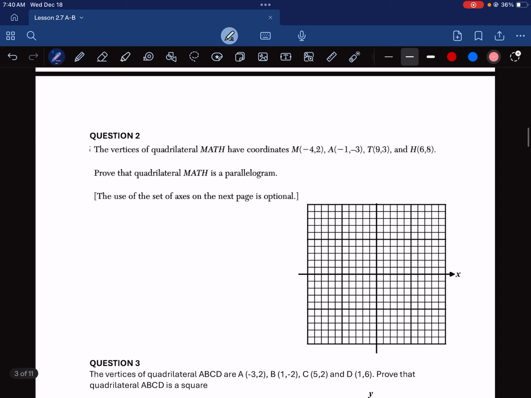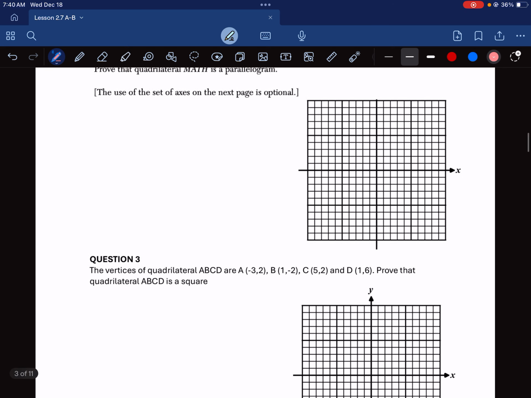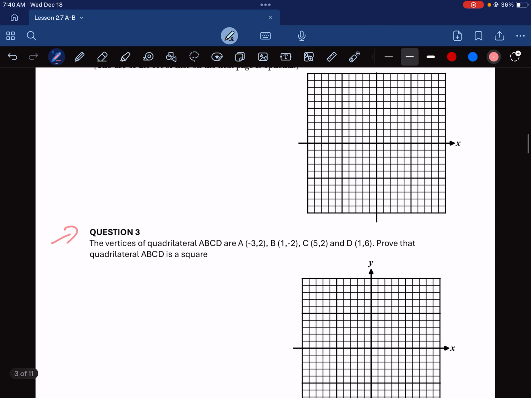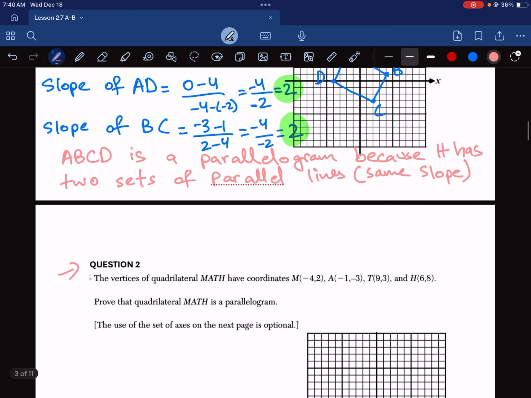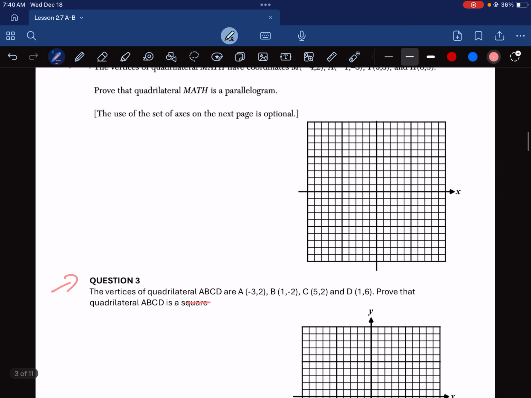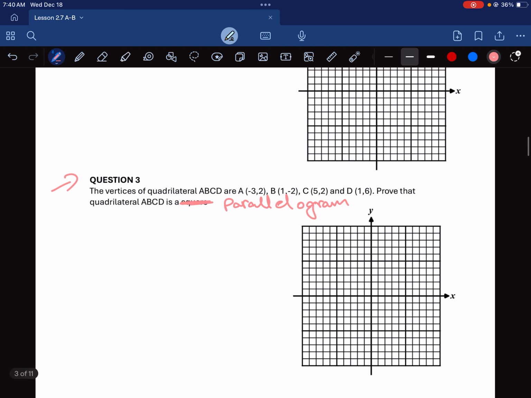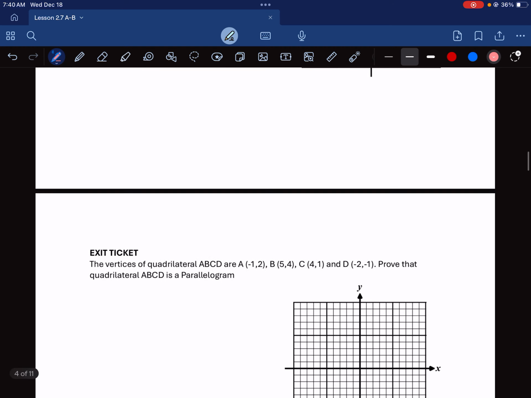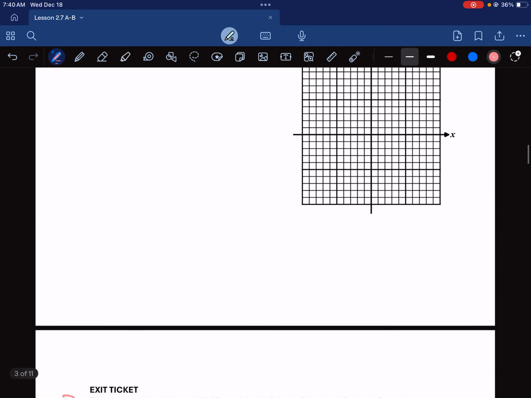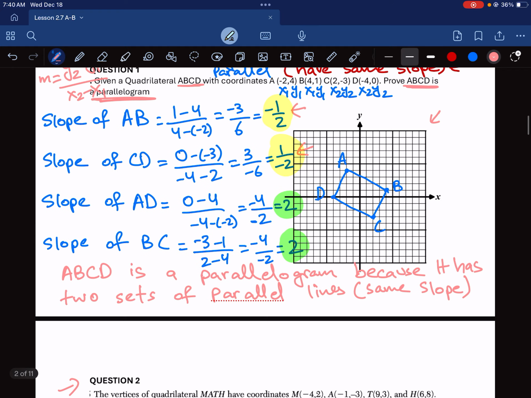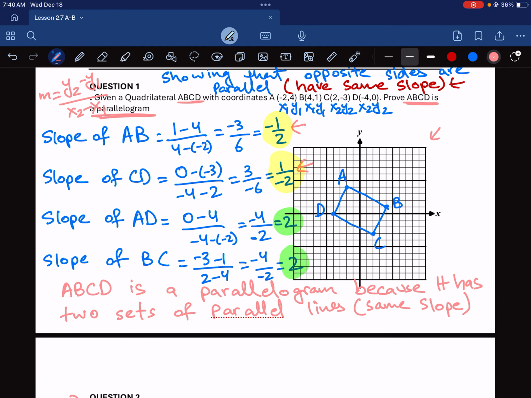All right, so you're going to do question number 2, 3. Change that to a parallelogram. I don't know why I did not do that, but yeah, change that to a parallelogram. And then you're also going to do that certificate. Very similar concept. Just use the slope formula and show that opposite sides have the same slope.